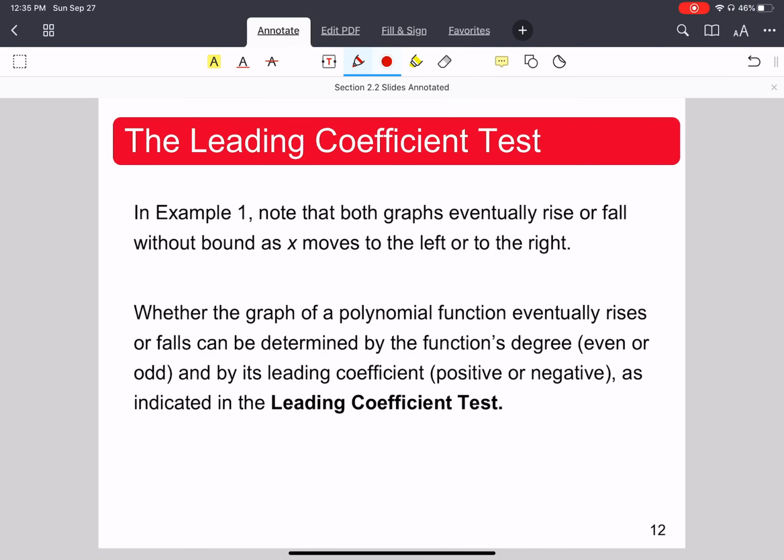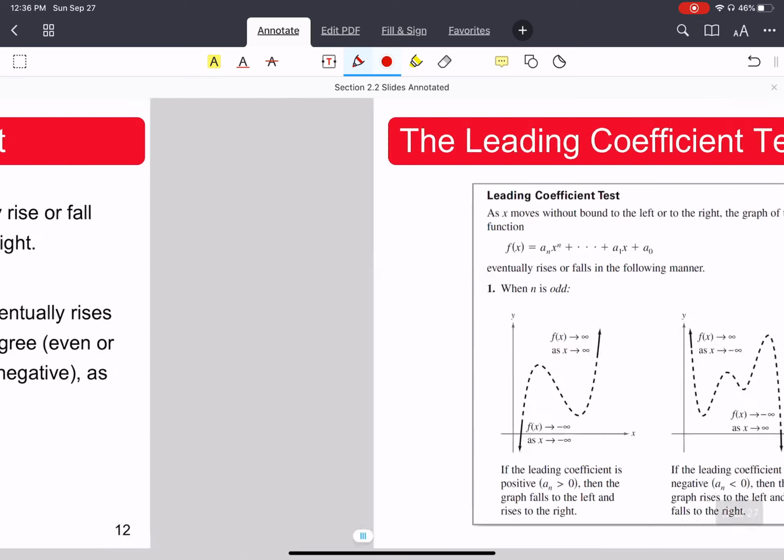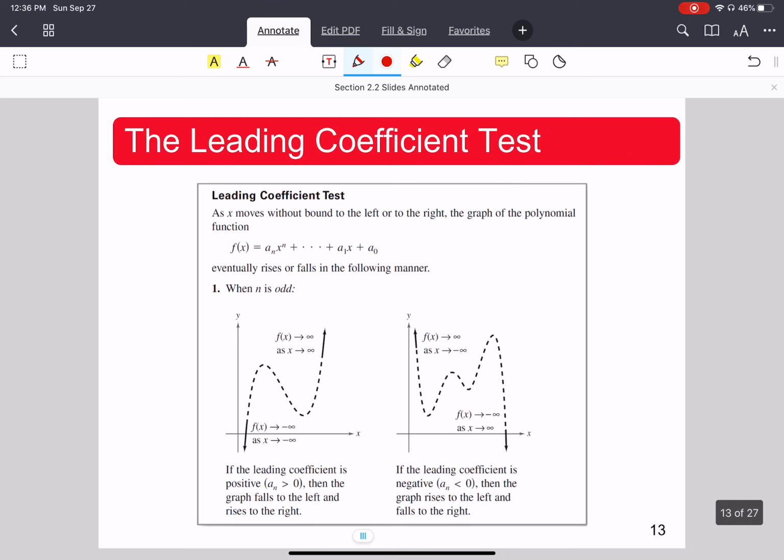So the thing here is that we sometimes realize that endpoints of graphs or parabolas sometimes act differently. So the way we handle that is we use this test called the leading coefficient test. And what this does is it helps you determine the endpoint behavior of functions.